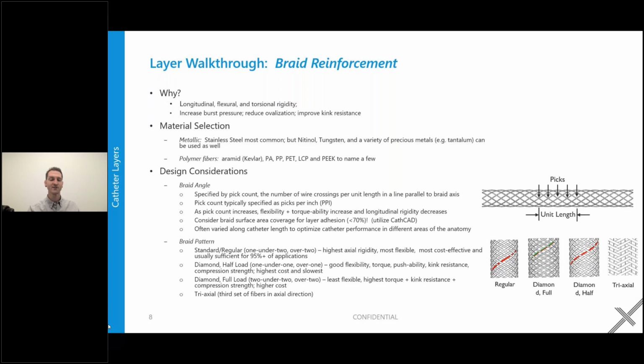And so that's the number of times in a linear line across the length of the braid, not radial, but axially, the number of times those wires cross each other, or each one of those is a pick. And so you add up the number of picks in a unit of length, and that is your picks per inch or picks per whatever unit of measure you're using. And so the PPI dictates the flexibility, the torqueability, the longitudinal rigidity of the device, obviously in conjunction with whatever wire type you're using.